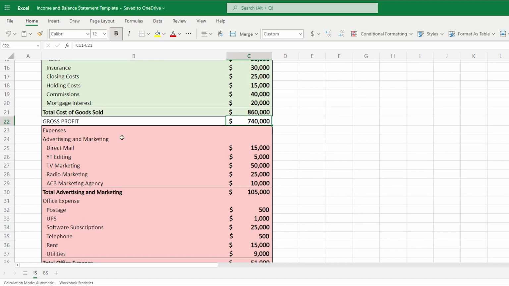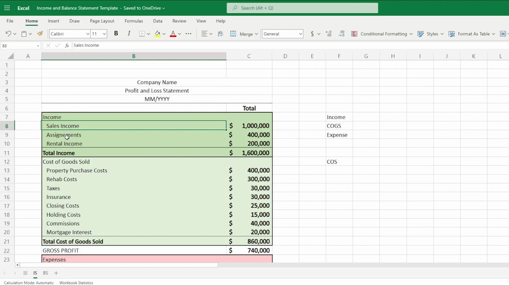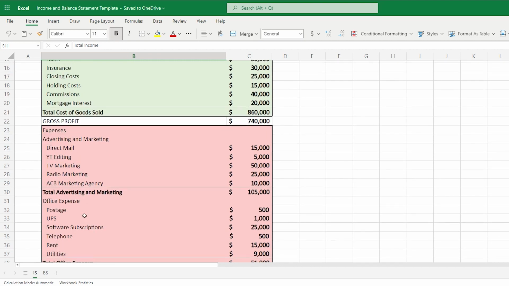Now, one of the things I want to highlight real quick is when we look at, you can see how income is a primary, right? It's a primary account here. And then underneath it, we have sales income, assignment income, rental income, and then boom, we go back to total income because it's this primary category here, all in this block, right? Same with cost of goods sold. And you're going to see same with expenses.